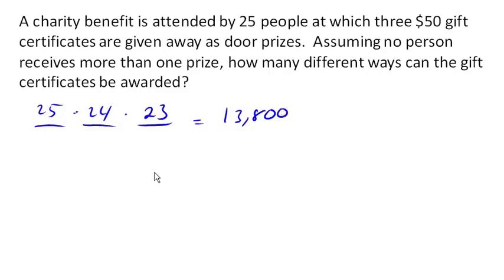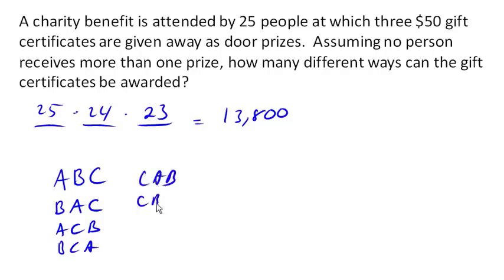Now, let's imagine that we have three people. We're just going to call them A, B, and C for simplicity. So if A, B, and C were picked first, second, third, that would be one of these 13,800 possibilities. But if B was picked first, then A, then C, this would also be one of those 13,800 possibilities. But really, these are the same outcome. In fact, there are 6 different outcomes.